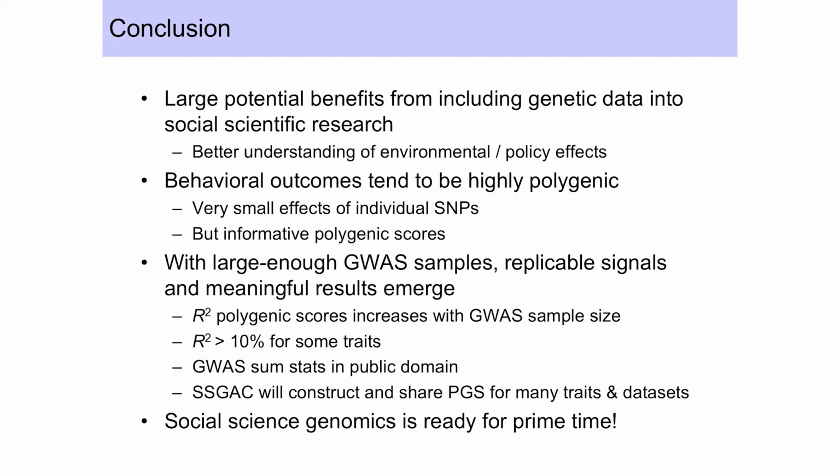Okay, conclusion. I'm very bullish about integrating genetics into the social sciences. I think there are huge benefits from doing that. It will ultimately help us to better understand environmental and policy effects. For most traits that we care about as social scientists, we're going to care more about the polygenic score than about any specific gene or the biology underlying it. And the good news is that with large GWAS samples, we do find replicable signals, and we do have polygenic scores that are now useful for a lot of applications. So I would say social science genomics is ready for prime time. That's my message to you.